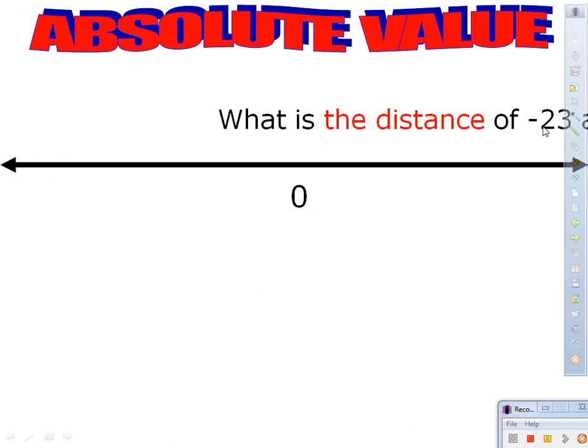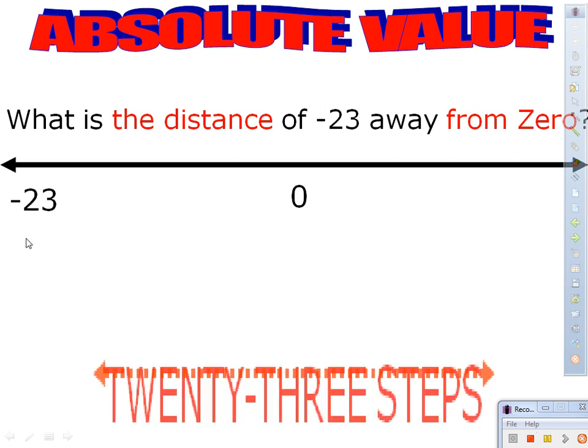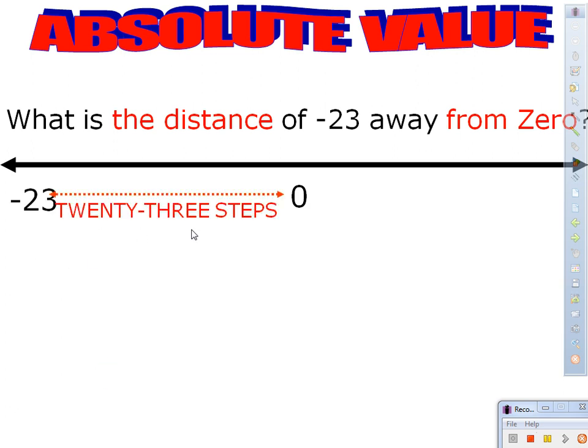Just to recap, what did we say about distances? What is the distance of negative 23 away from 0? Negative 23, all the way to 0. Do we say negative 23 steps? No, there's 23 steps. The distances are always in what? Positive.